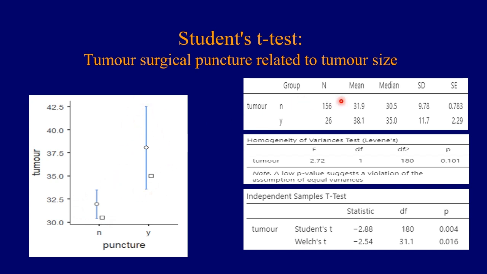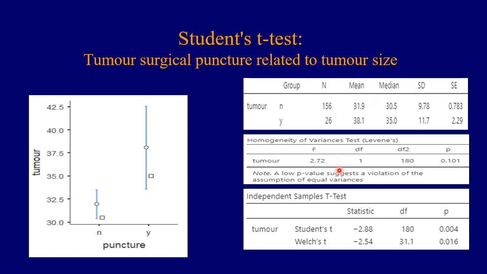In the no puncture group, there are much more, 156 patients. And the average diameter of the tumor was 31.9 millimeters. In the group of the punctured tumors, much less, 26 cases, but with larger tumors, as you would expect. The standard deviations are not very different, but the standard error is because of the differences in the numbers of the patients. Standard error would be the standard deviation divided by the square root of the numbers.